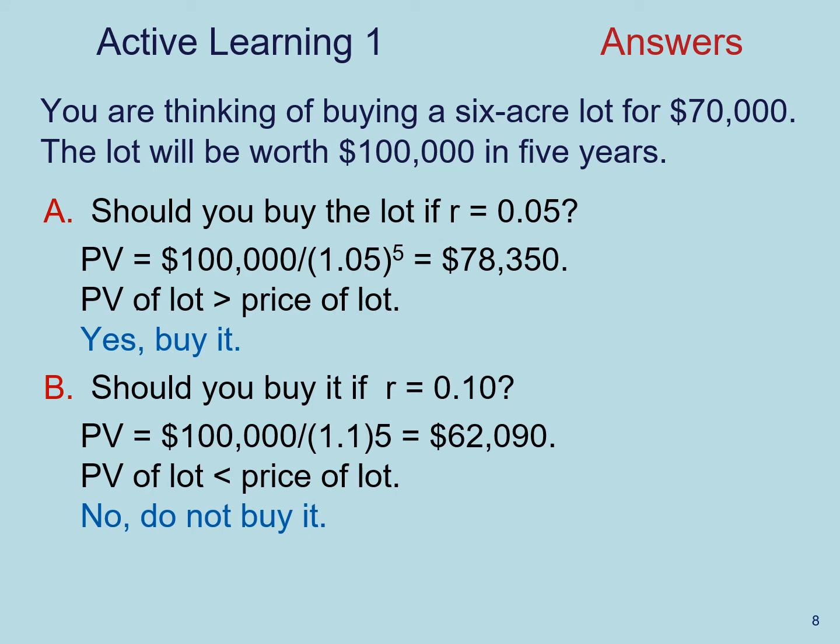On the other hand, should you buy it if the interest rate is 10%? Well, the present value of the lot is $62,090. So the present value of the lot is smaller than the price of the lot. In this case, you would be much better off putting those $70,000 in your bank account.